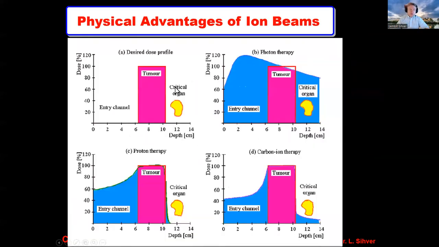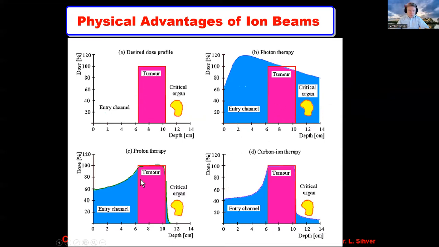So let's compare. We saw earlier the desired dose profile. You have no dose to the entrance channel. You want to have all dose to the tumor. You don't want to have any to critical organs. Photon therapy, you get most dose a couple of centimeters into the patient. You get less to the tumor. You also get dose to the critical organ after the tumor.